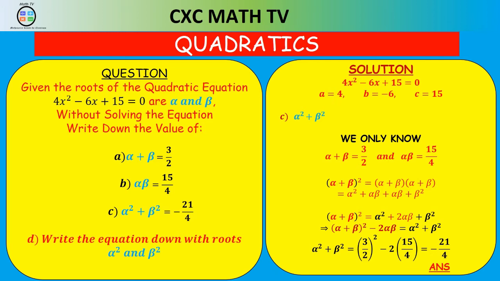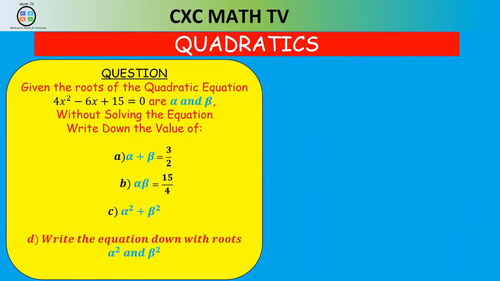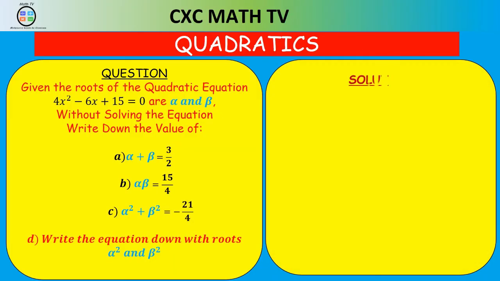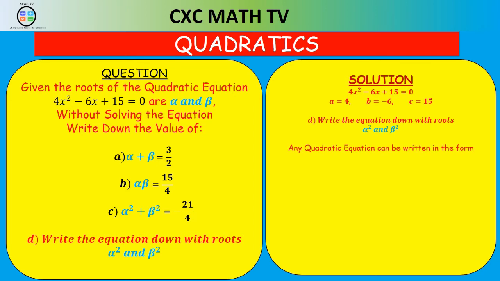Alright, so you should be laughing at this question now. It seems so difficult, but we have to always utilize alpha plus beta and alpha times beta. Write the equation down with roots alpha squared and beta squared. Now that seems dangerous, but again, remember we said any quadratic equation can be written in the form x squared minus the sum of the roots times x plus the product equals 0.